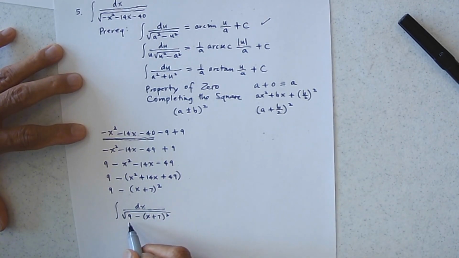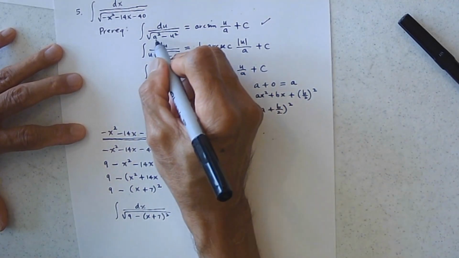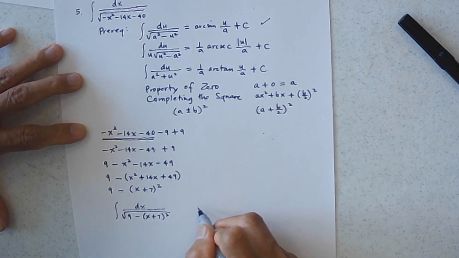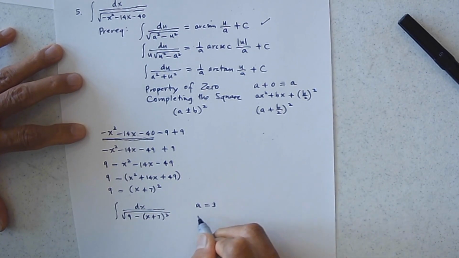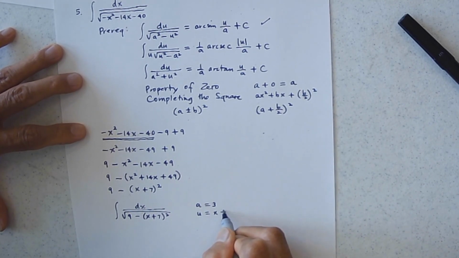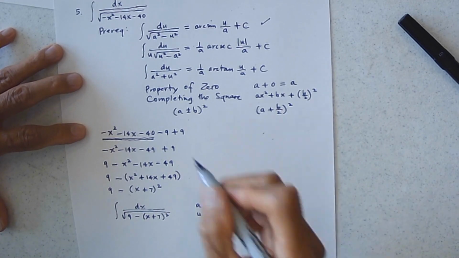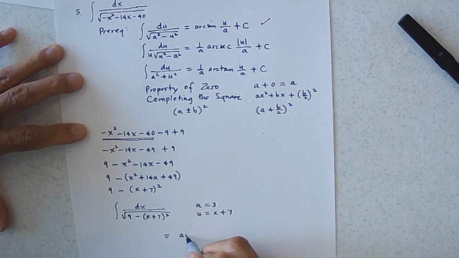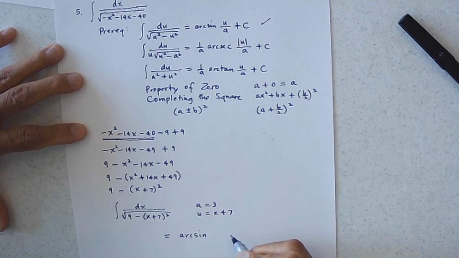So you can see that this is your a squared and your u squared is x plus 7 squared. So we can write a is 3 and u is equal to x plus 7. So the problem now becomes arcsine of u over a, so x plus 7 over 3, plus c. Your answer.